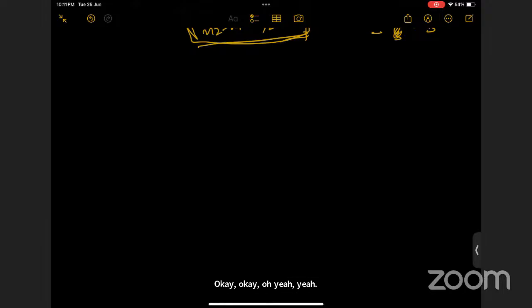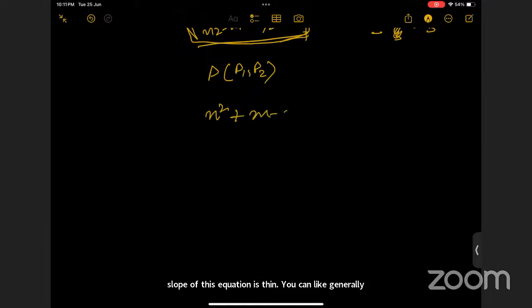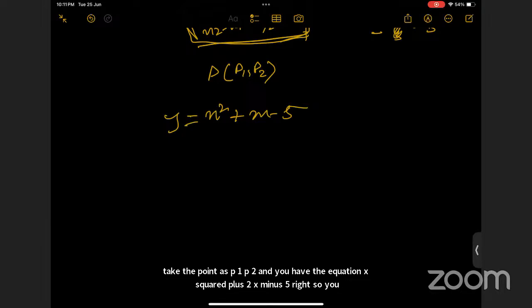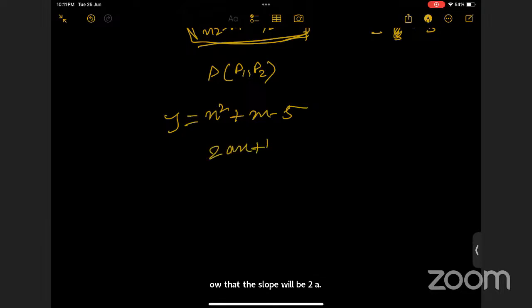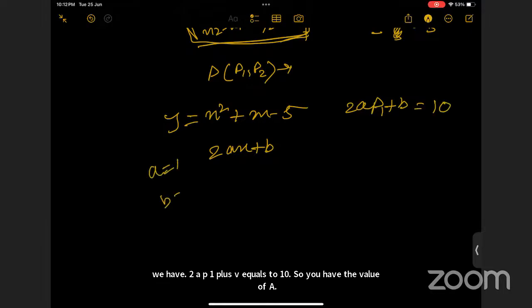Okay. So you have to identify the point at which the slope of this equation is 10. You can generally take the point as P1, P2, and you have the equation y equals x squared plus 2x minus 5, right? So you know that the slope will be 2ax plus b. Let us assume that at the point P, the slope is 10. So we have 2a P1 plus b equals 10. So you have the value of a equals 1 and b equals 2, right?